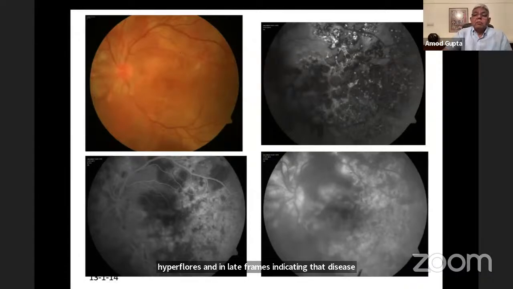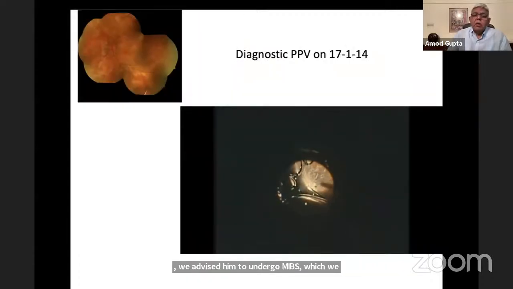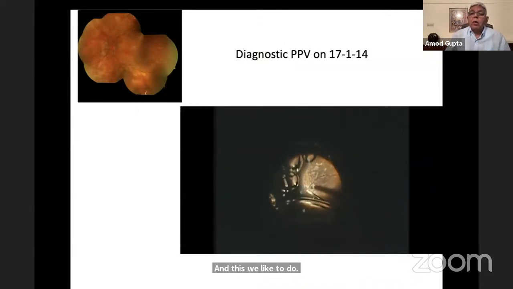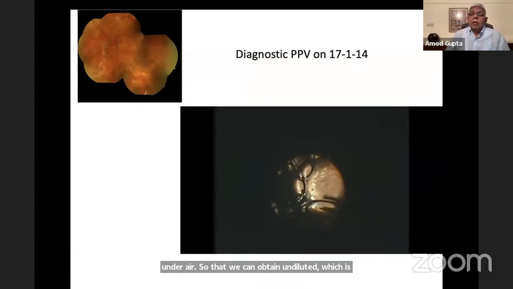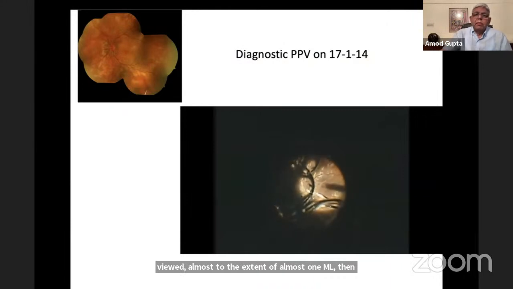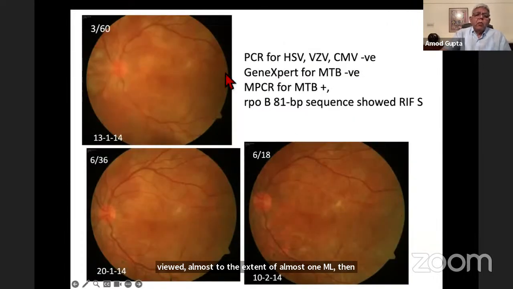Since this patient had been on treatment for a long time, we advised him to undergo MIVS, which we did the next day. We like to do microincisional vitreous surgery under air so that we can obtain undiluted vitreous fluid, almost 1 ml. Then we switch on the infusion. Within a week of the surgery, his active lesions had started healing, and by about 4 weeks, the lesions had practically healed.